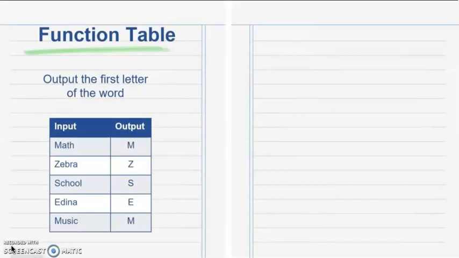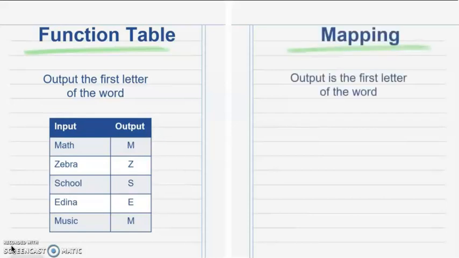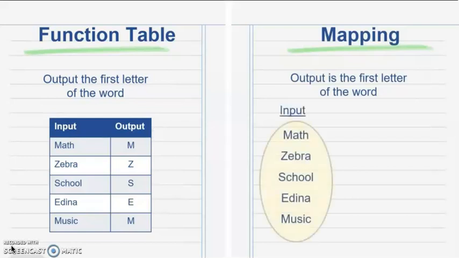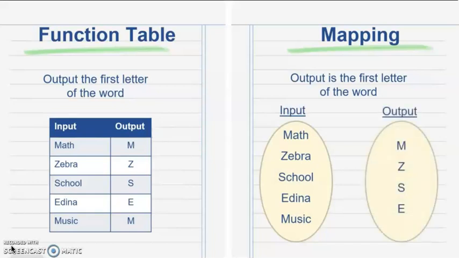What we just created was something called a function table. A function table just lists out all of the inputs and outputs that you get when you use that function machine. There's another way of representing this information as well, and that's with using something called a mapping. A mapping is where instead of creating a very boxy table, we create some bubbles. And usually on the left-hand side, we write out our inputs, so the same words that I put into my function. And on the right-hand side, I list out my outputs.